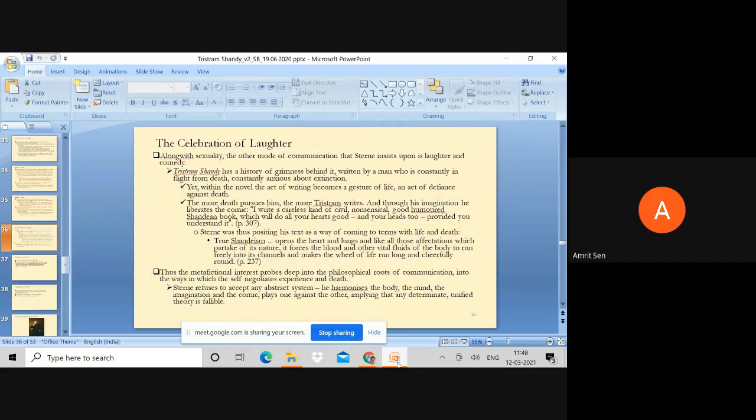So Sterne is refusing to, and you see, those of you who remember my discussion on Umberto Eco's The Name of the Rose will remember how laughter is seen by the priest and the follower of Aristotle as something which is anarchic, something which is like Antichrist, because it destabilizes.